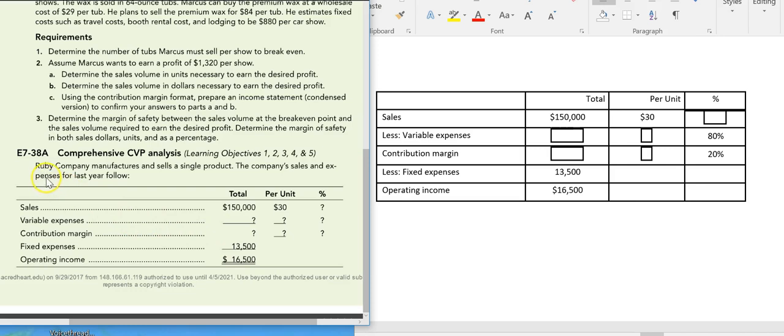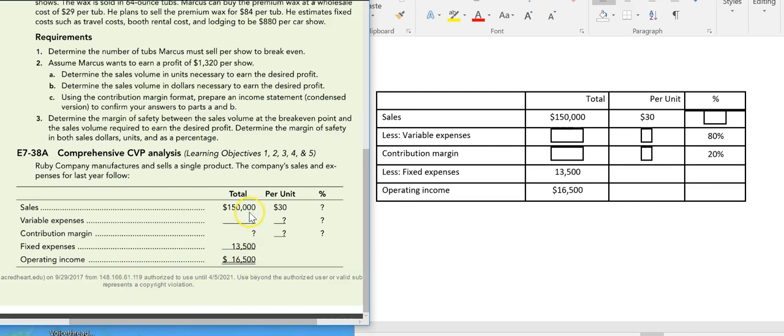So let's read the problem. Ruby Company manufactures and sells a single product. Well, we actually don't know what the product is. It doesn't matter. The company's sales and expenses for last year are as follows. Their total sales is $150,000 and the per unit sales price is $30. Variable expenses: we actually don't know their total variable expense or their total contribution margin. We just know their fixed expenses, and we also know their operating income last year.